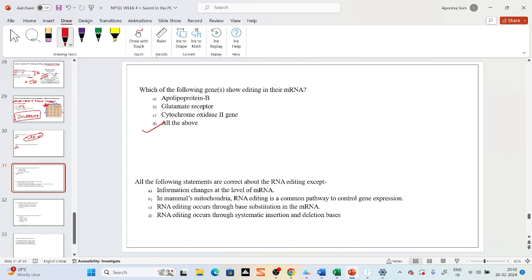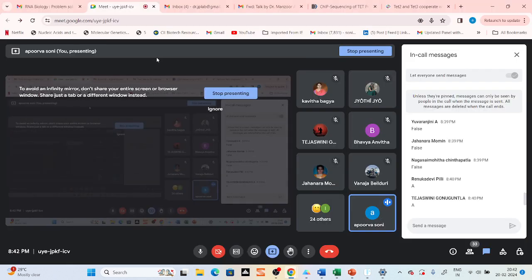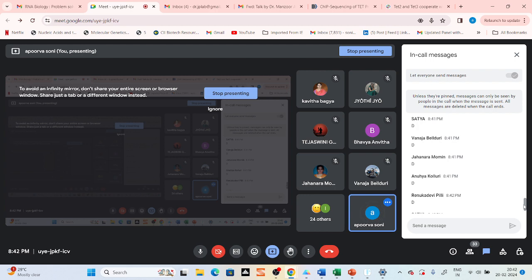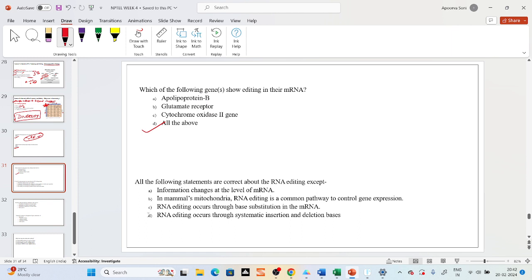Think, and then I'll switch the screen. I'm not switching the screen so that you can see the question. Okay, now I'm switching the screen, okay? Fine. So, Bhavya, D, Tejaswini, Satya, Renuka, Anuya, Jahanara, Vanaja, Satya, Jyoti. So, they all have answered D.